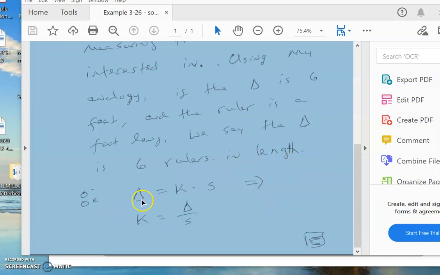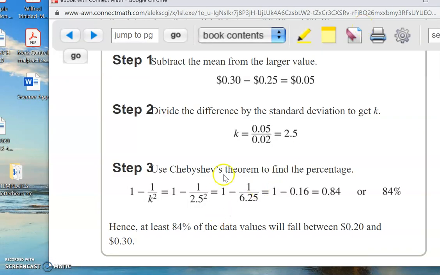So therefore, what we say is the delta is equal to K times S. It's K times S, because S, my standard deviation, is the ruler that I'm using for Chebyshev's theorem. Just by manipulating this, I can divide both sides by S, and what do I get? K is equal to delta over S. Just divide both sides by S, okay? So K is equal to delta over S. Well, that's exactly what the author says right here.